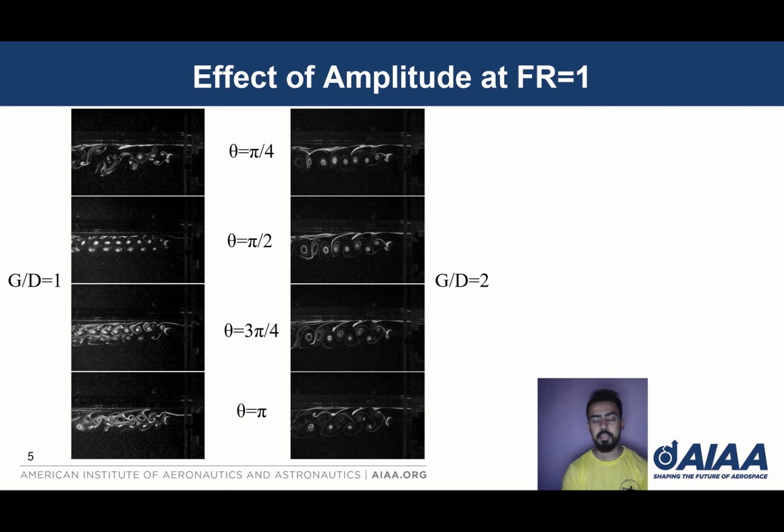Here we see the effect of amplitude at FR equal to 1. On the left-hand side we have a wall distance of G by D equal to 1, and on the right-hand side we have a wall distance of G by D equal to 2.